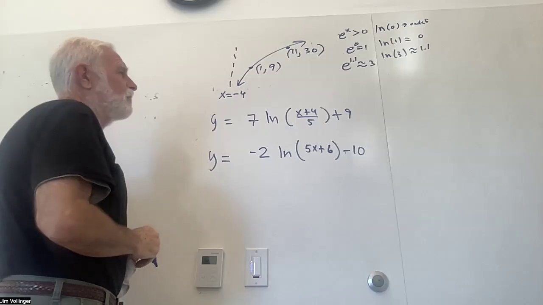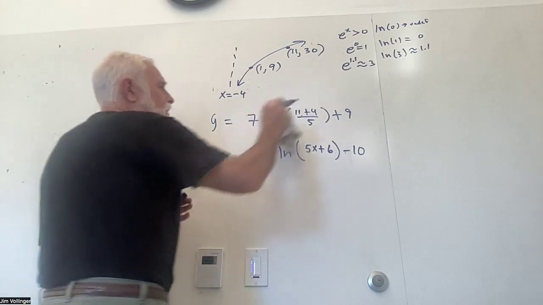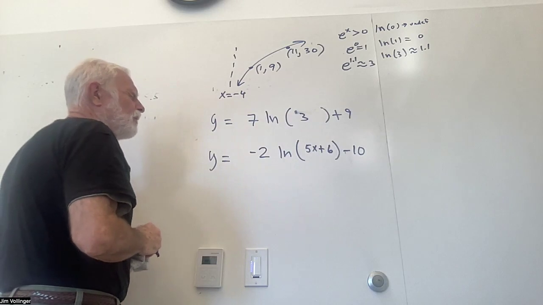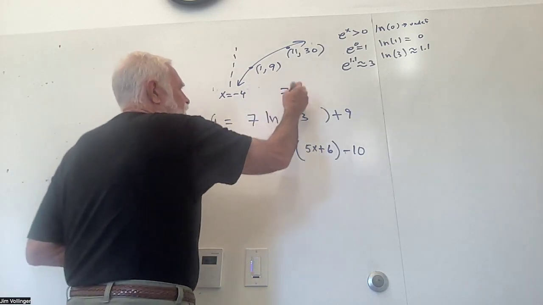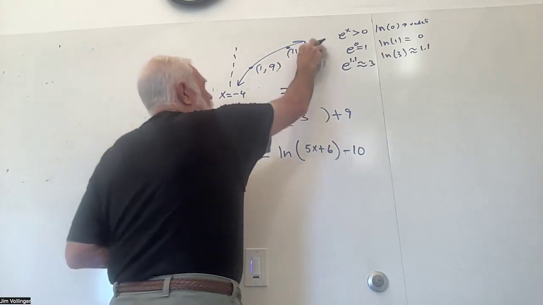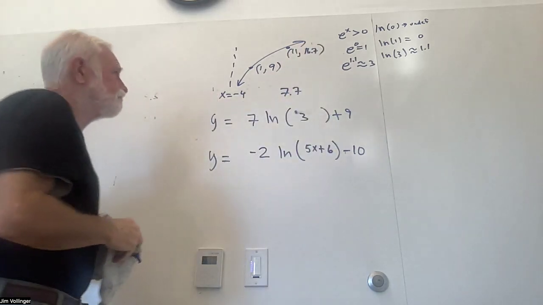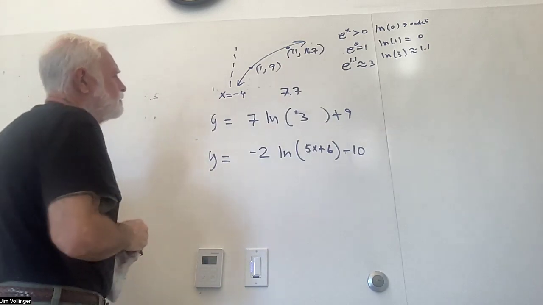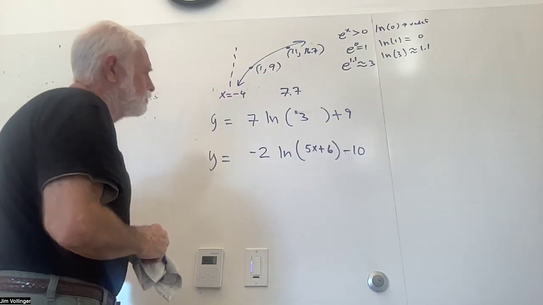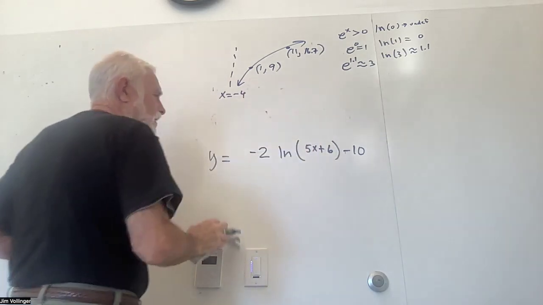Okay, let me make sure I did that right. So let's put 11 in. 11, 15, 3. ln of 3, 1.1. 7 times 1.1 is 7.7. Good thing I did this. 7.7 plus 9 is 16.7. Boy, did I butcher that. 16.7. Nasty. Yeah, I guess we're okay. It was pretty much a very strange argument that I gave you.